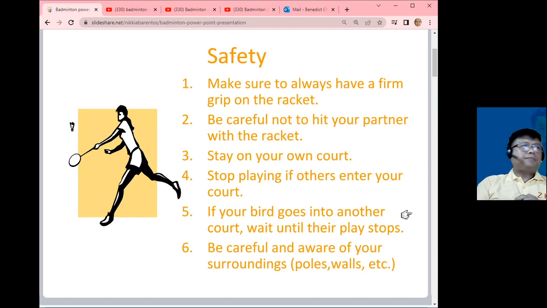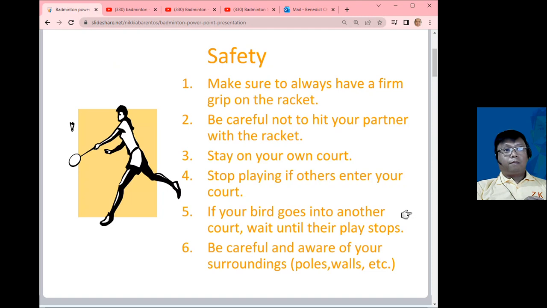So, just before we go into the main idea of the sport, I'll first give you the things that you need to remember when you play the game of badminton. The first one is safety. You have to make sure to always have a firm grip on the racket. Second, be careful not to hit your partner or the opponent with your racket. That is a no-no. That is a major foul in the game of badminton.